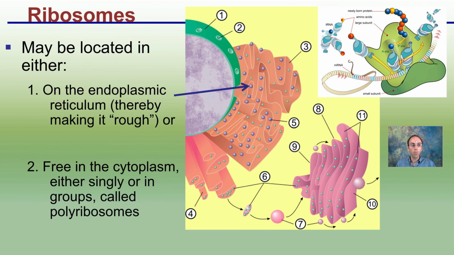Now, these ribosomes may be located either on the endoplasmic reticulum, thereby making it rough, as we can see here. These little purple circles would be the ribosomes on the rough ER. And they're also free in the cytoplasm. They can occur in small groups, or they can be free floating. So they're not just attached to the endoplasmic reticulum. No matter where they're located, they're doing the same basic function.